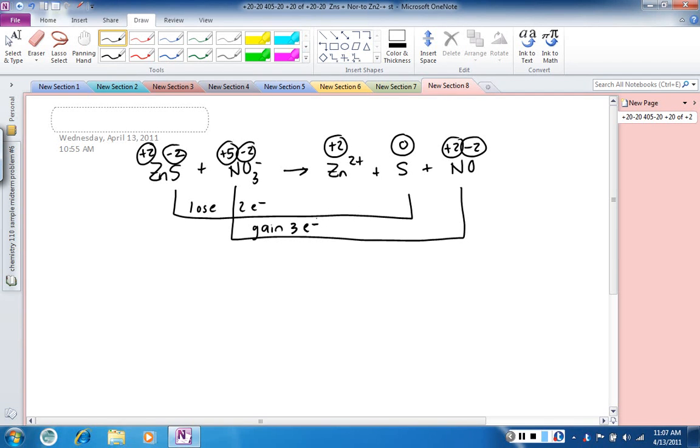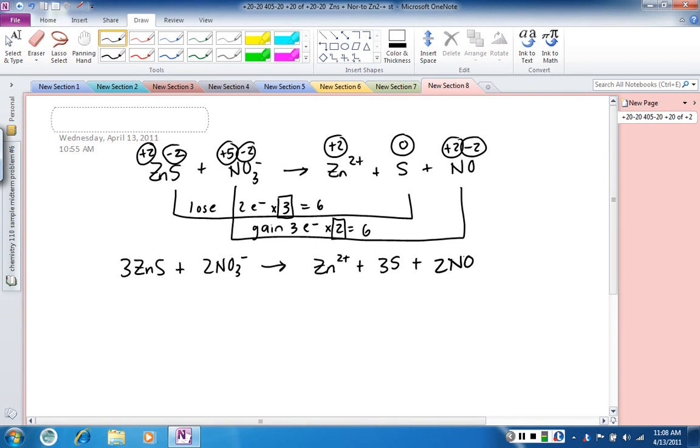Are they equal? No. You got to make them equal, so we'll take 2 times 3 to get 6. We'll take 3 times 2 to get 6. Remember, those numbers you multiply now become your new coefficients. So let's write our new coefficients. We have 3 ZnS plus 2 NO3 minus goes to zinc plus 2 plus 3 sulfurs plus 2 NO.